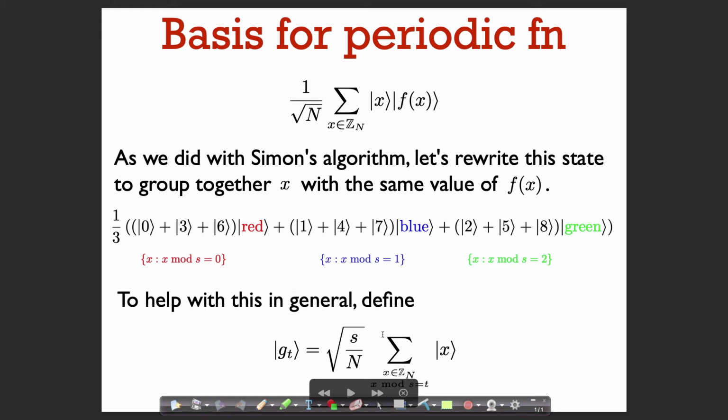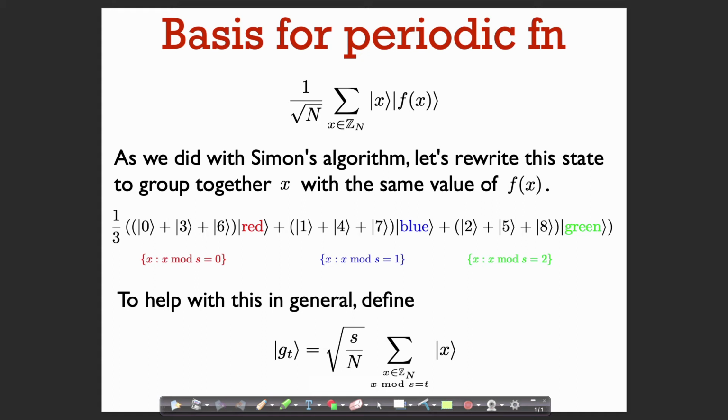Okay, so let's introduce some notation to deal with this in the general case. Just let GT be the uniform superposition over all x where x mod s is equal to t. Okay, so how many x's are there where x mod s equals t? Well, that's just n divided by s. Again, we know that we're in the case where s divides n.